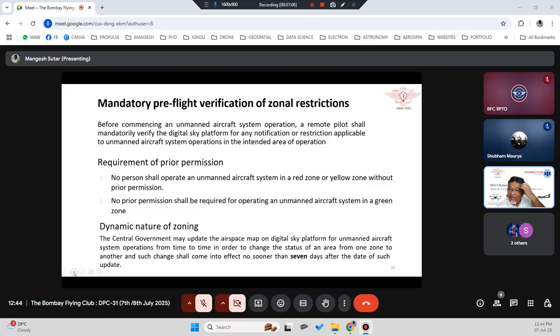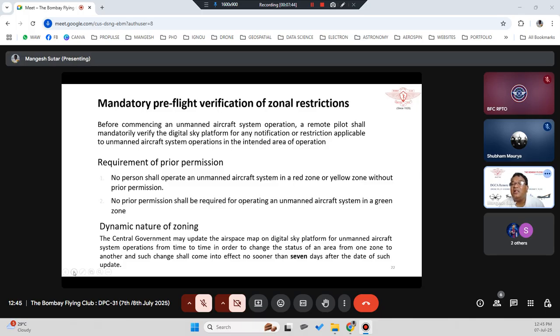Right now we are training you in a green zone. Our airbase, or drone port, is in a green zone. Though it was in a green zone when it was certified and authorized, I still need to verify the Digital Sky platform every time I intend to do my operations. Before commencing unmanned aircraft system operations, a remote pilot shall mandatorily verify the Digital Sky platform for notifications or restrictions applicable to unmanned aircraft system operations in the intended area of operations.